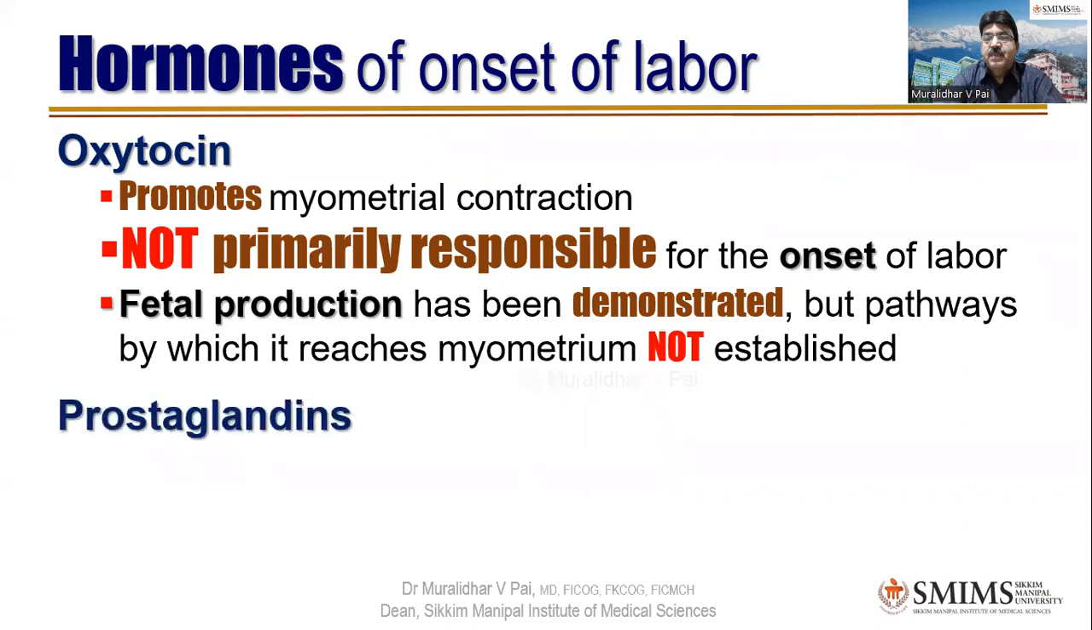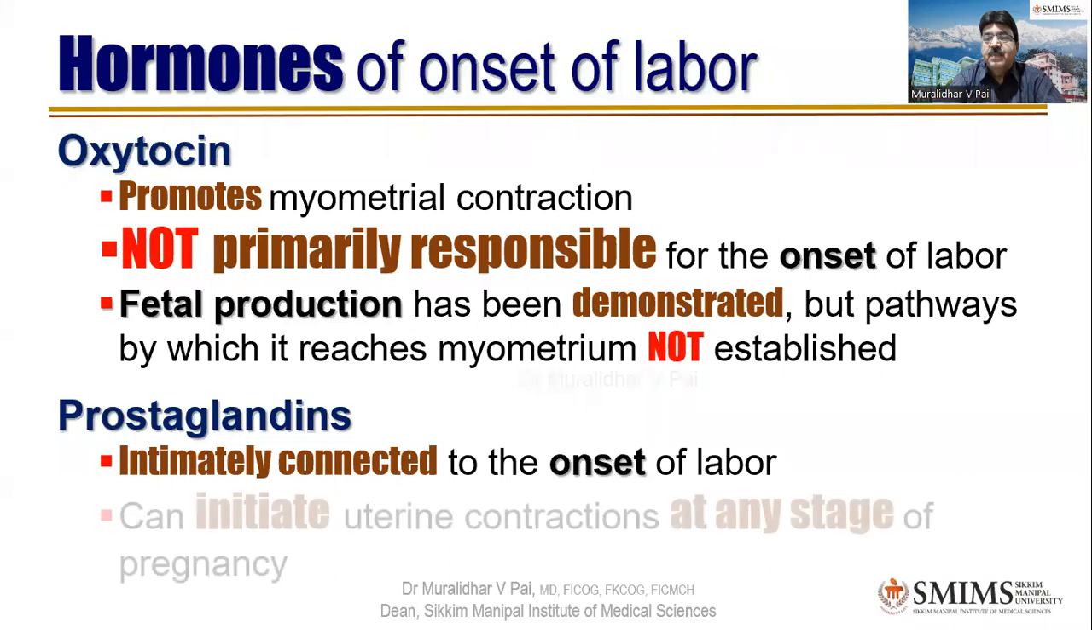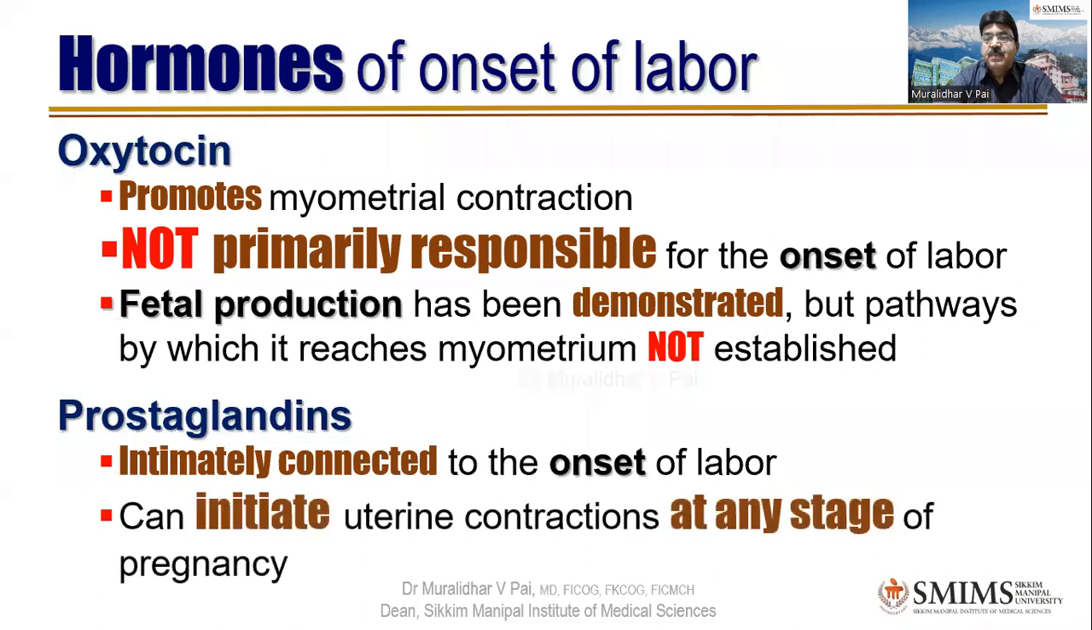Prostaglandins. So this is the drug that has now totally changed the game. It's been there, but we understood this drug, and then the whole game changed. So it is intimately connected to the onset of labor, and it can initiate uterine contractions at any stage of pregnancy. So I have increased the font also to suggest at any stage of pregnancy.